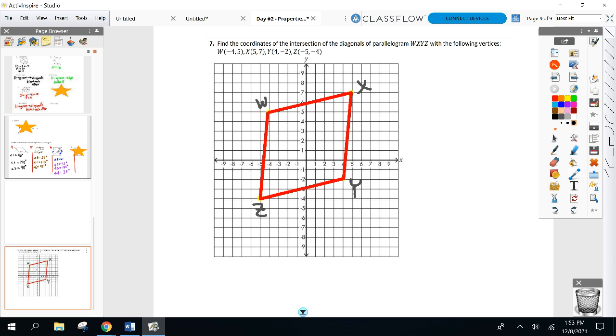This is asking me, name the coordinate where the diagonals intersect. I do not want you to do this just by looking at the graph. Because you draw in your diagonals, and I don't even care if it's with a straight edge. Your answer could be a decimal. And you don't want to risk it by just looking at the graph and saying, oh, maybe it's this or this. Let's do this algebraically.